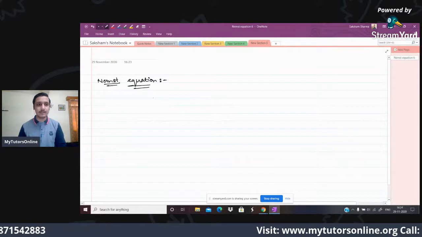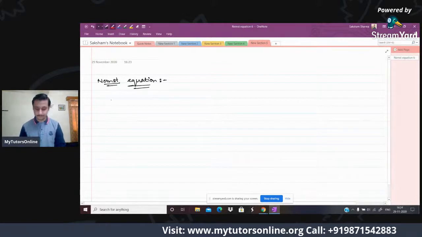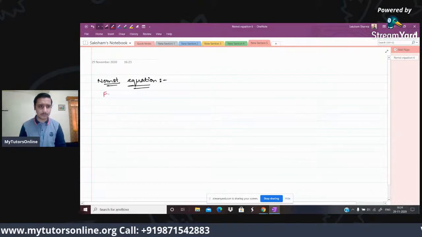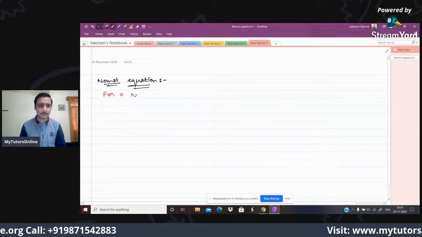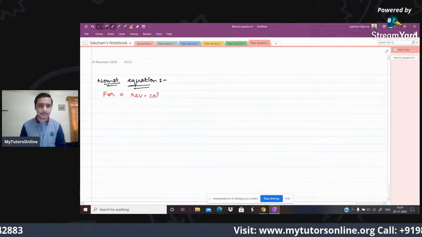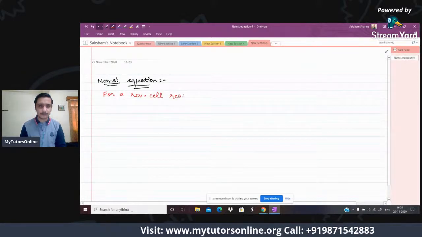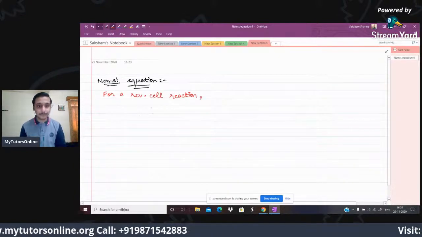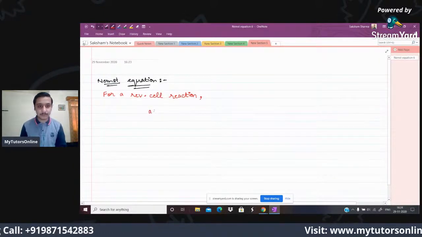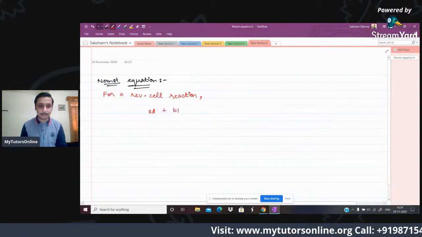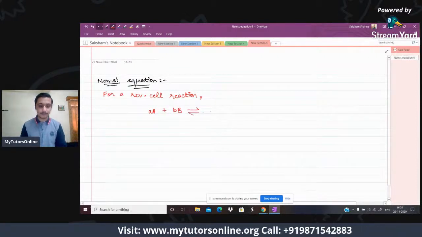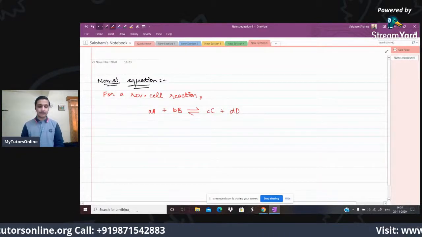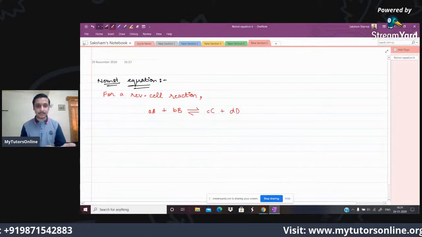Now in the Nernst equation, let's say we have a reversible cell reaction. Now what is a reversible cell reaction? It will be something like this, aA plus bB gives cC plus dD. Okay, so your reversible reaction will be something like this.